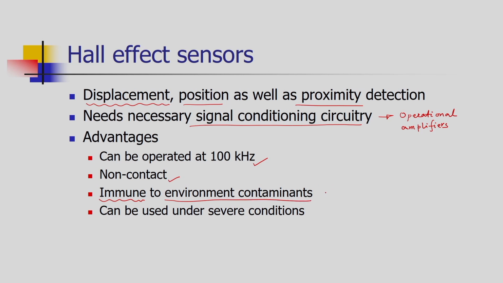So for processing of biological fluids or pharmaceutical fluids, we can use the Hall effect sensor. Since it is non-contact, it is very useful in applications where highly flammable fluids are being monitored or controlled, such as the flow of petroleum products. It can be used in applications which have severe conditions.